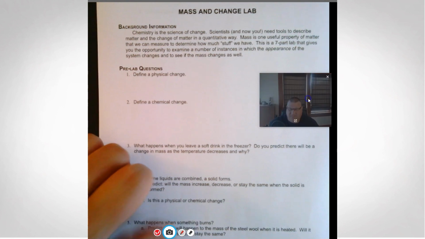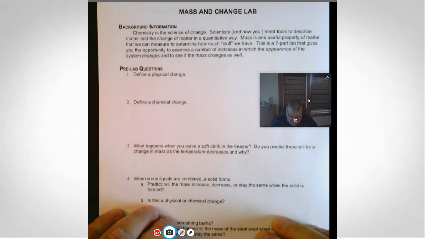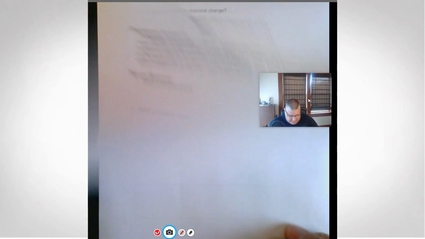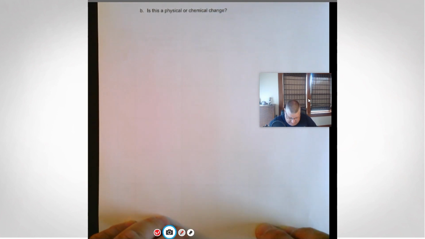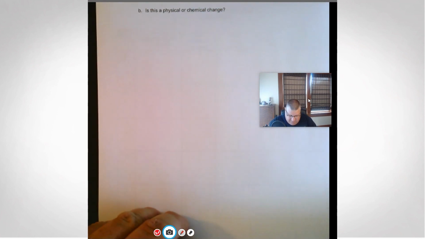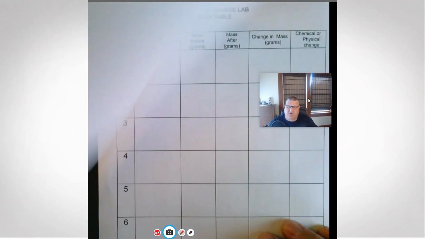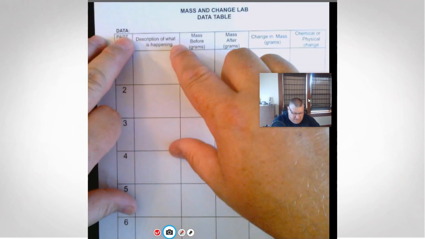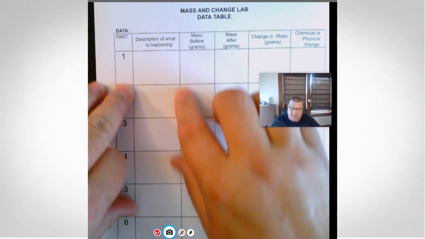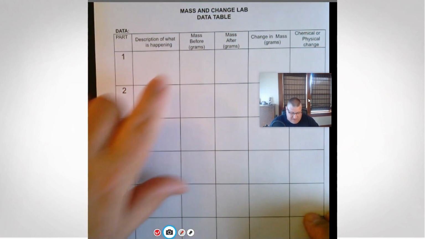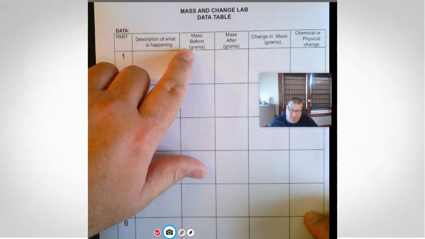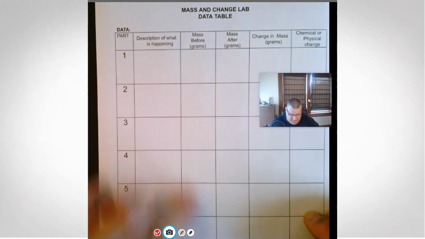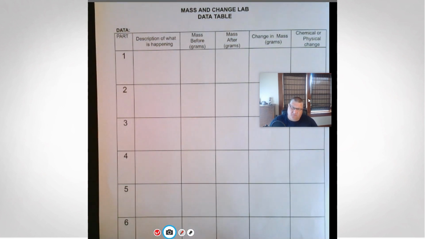But what I want to go through with you very quickly is this table. You'll notice there are basically 7 steps that you're going to go through here. Now, you're going to have the first column here, which is description of what is happening. Then you're going to have a before and an after column. So before and after. It is very important that you get both of these two measurements, because if you don't have those two measurements, this guy over here, the subtraction for the change in mass, can't happen. Okay? So make sure you get that information.